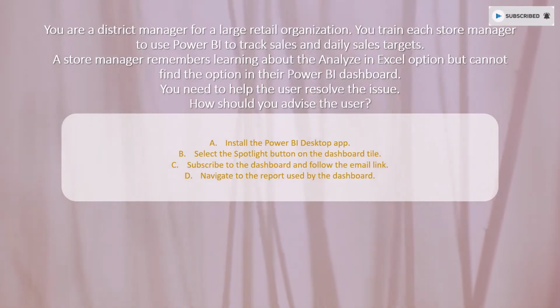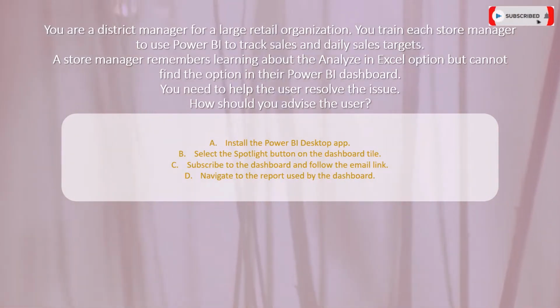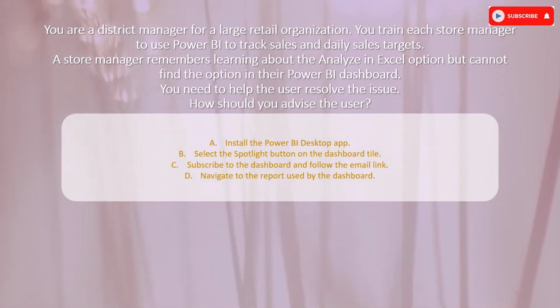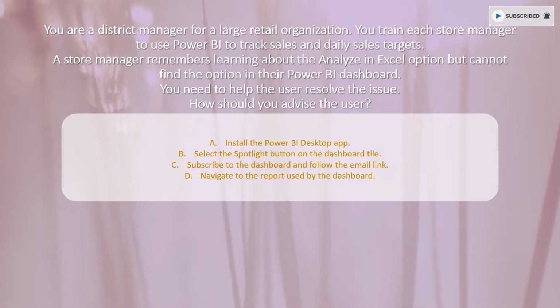A. Install the Power BI desktop app. B. Select the Spotlight button on the dashboard tile. C. Subscribe to the dashboard and follow the email link. Advise the user to navigate to the report used by the dashboard.